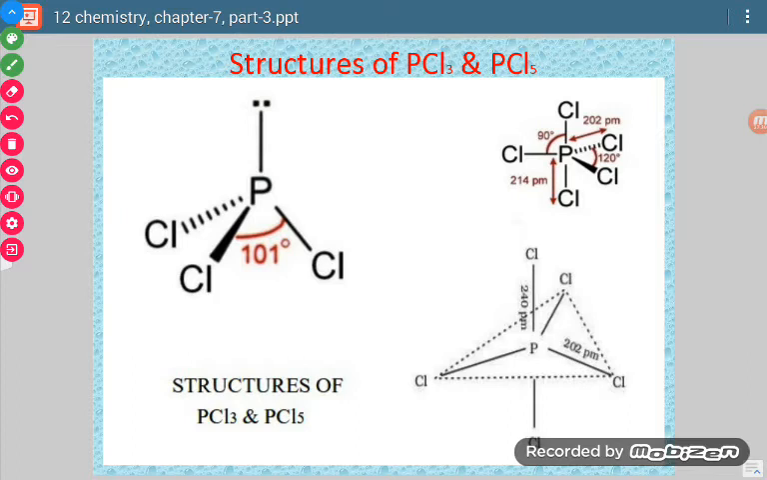Now let us compare their diagrams. PCl3 has pyramidal structure. See, it is just like NH3 structure. Okay, bond angles are different because of their sizes, but it is pyramidal in nature. And when we talk about PCl5, then it is trigonal bipyramidal, where 3 angles are of 120 and 2 angles are of 90 degree.